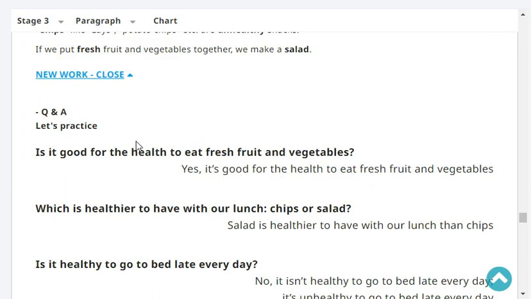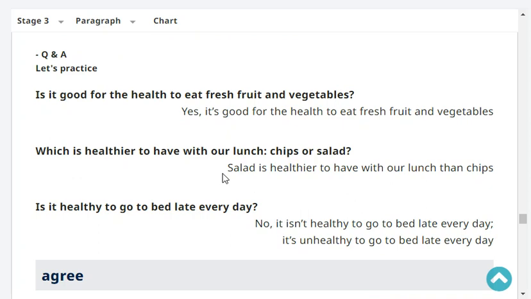Okay, let's practice. Is it good for the health to eat fresh fruits and vegetables? Yes, it's good for the health to eat fresh fruits and vegetables.